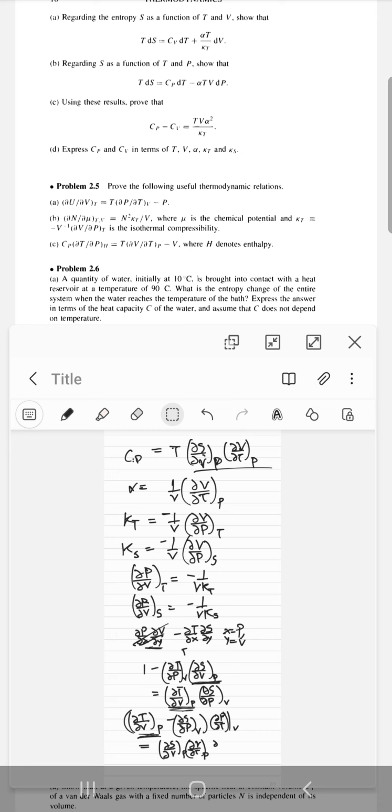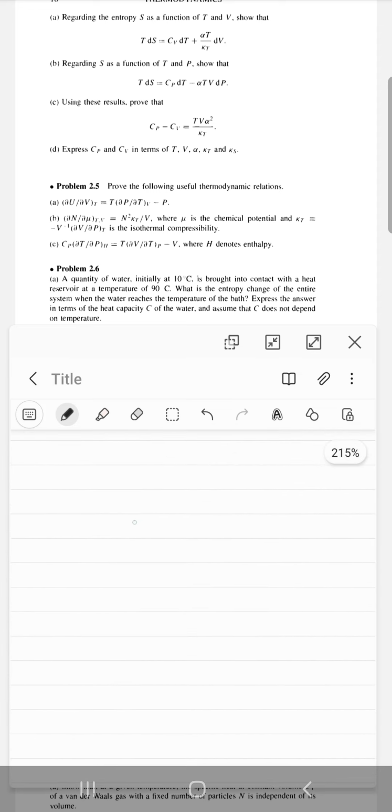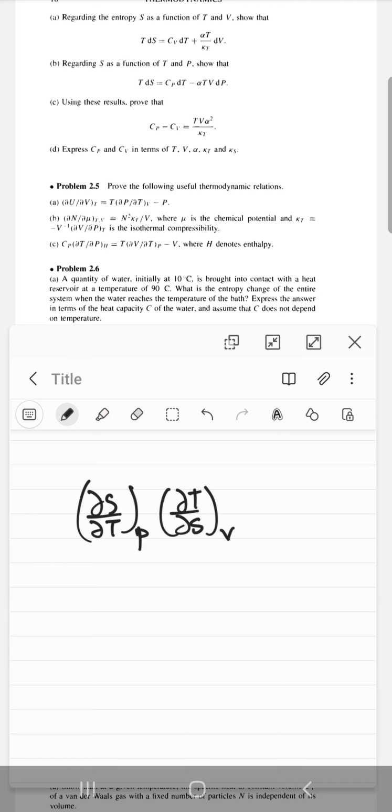Express Cp and Cv in terms of Kv, alpha, Kt, and Ks. So you have one equation giving us Cp minus Cv. If you just had some other equation giving us something slightly different, you would be done. Gamma, right? What's Cp upon Cv? So it's basically just partial T at constant pressure, partial T by partial S at constant volume. Interesting. Okay, so how is this gonna help us though? It probably won't.